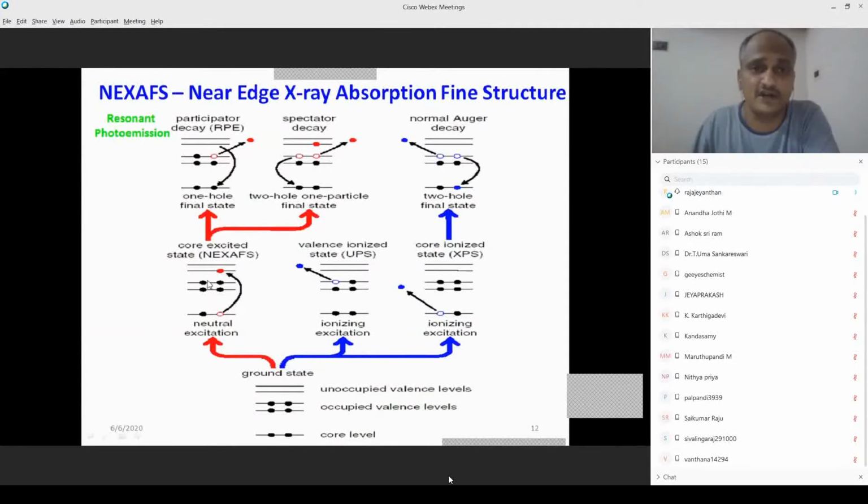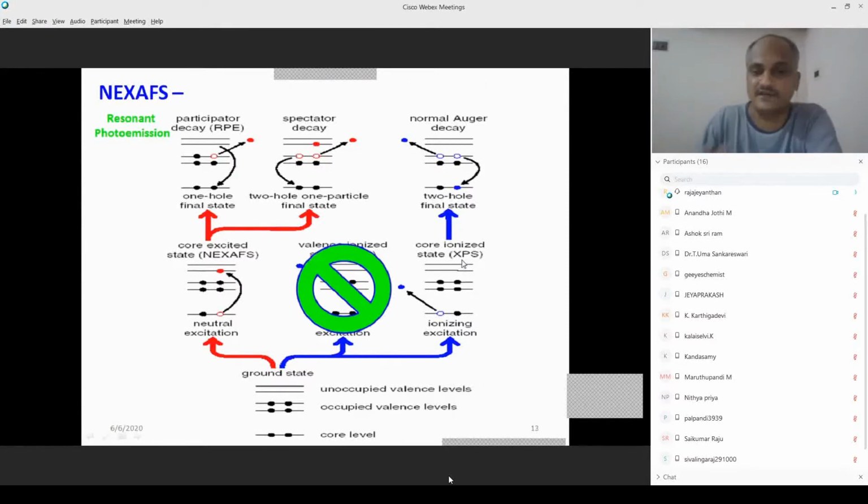But in the other case, instead of the core electron going to the unoccupied valence shell, if the electrons get ionized, if photoelectrons are released, then it is ionizing excitation. In the ionizing excitation, if the electrons are emitted from the valence shell, then it is called ultraviolet photoelectron spectroscopy, in short UPS. If the electron is coming out from the core shell, that is in the blue color, then it is called XPS. We are not going to learn about this ionization excitation.